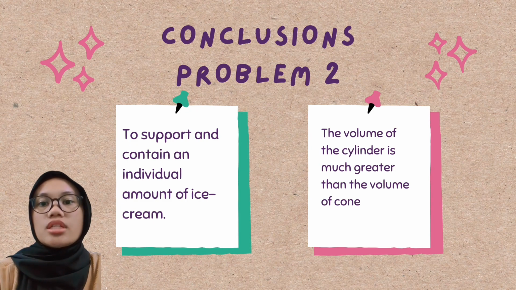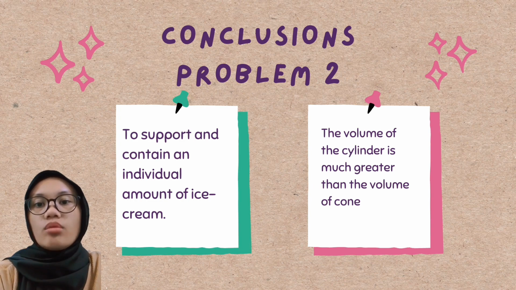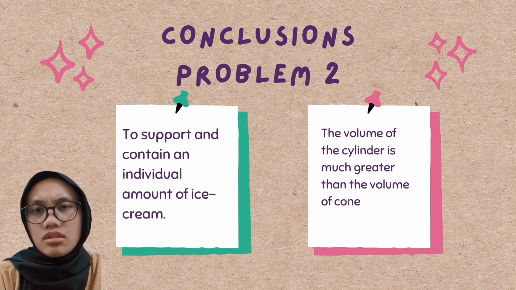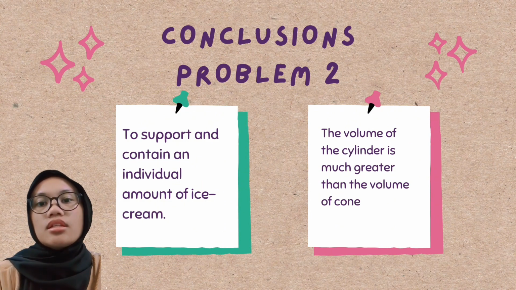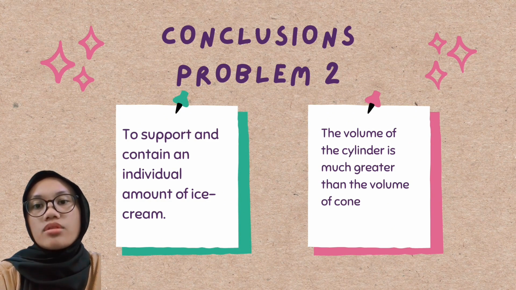If we want to increase the volume of ice cream, we need to change the ice cream holder. Since the ice cream is to be filled into a cylindrical container, the volume of the ice cream filled into it can be increased. After the calculation, the volume of the cylinder is much greater than the volume of the cone. Thus, the ice cream could fit more in the cylinder shape rather than the cone shape.